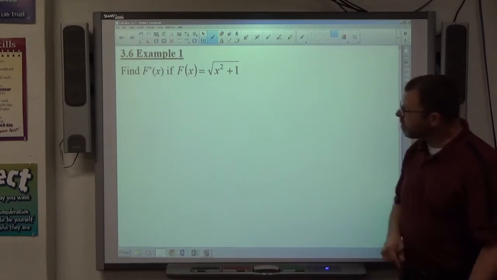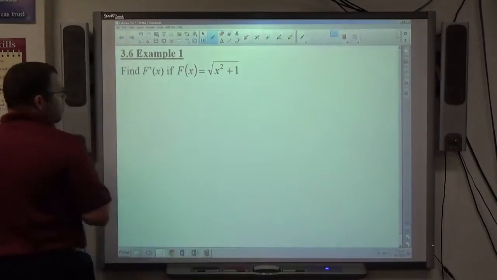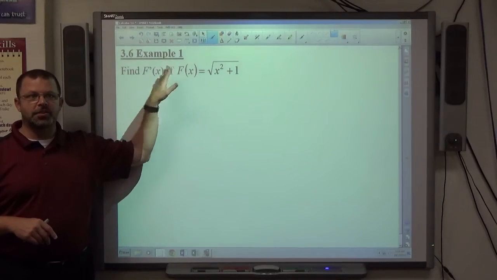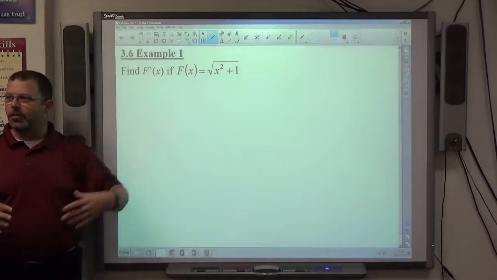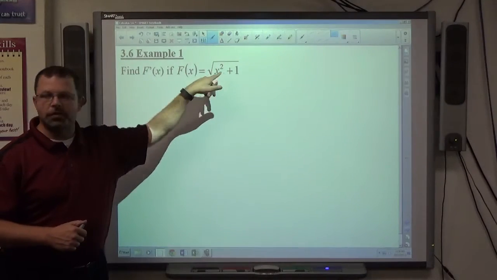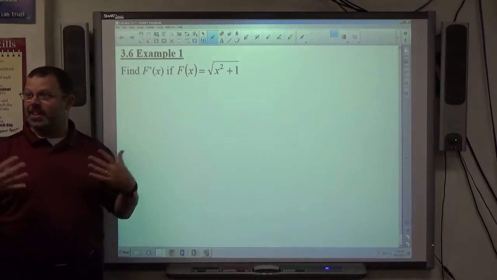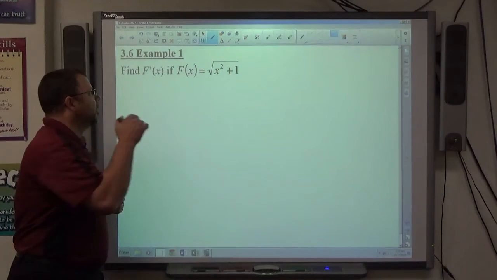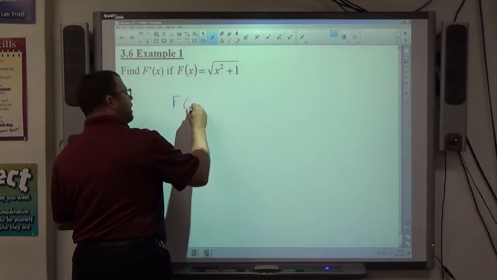Example 1. F prime of x if f of x equals square root of x squared plus 1. It's not going to say f of g of x. It's just going to say f of x equals, and you're going to look at the structure of this thing and recognize it as a composite function. All right. If this said the square root of x, we know how to do it, right? We make it x to the half power, and we do 1/2 x to the negative 1/2, and we're done, right?